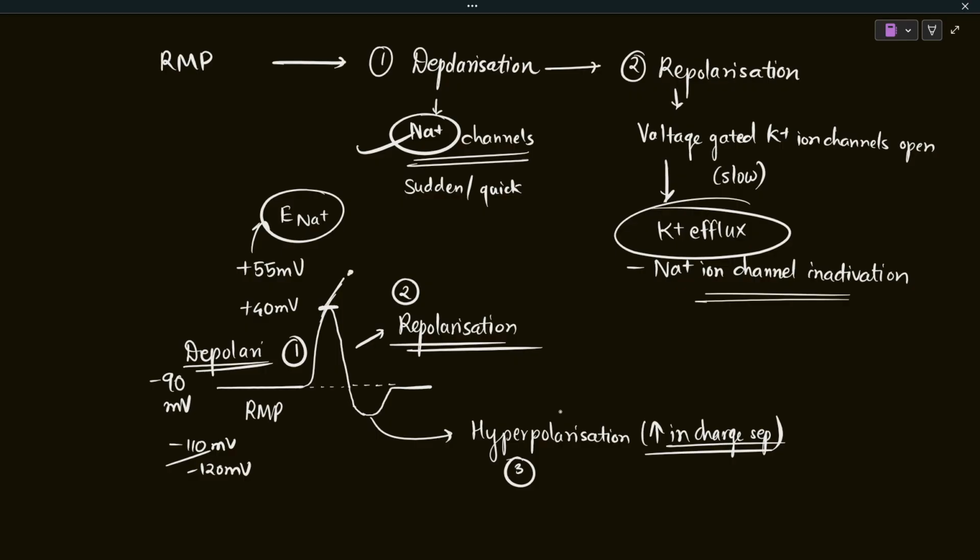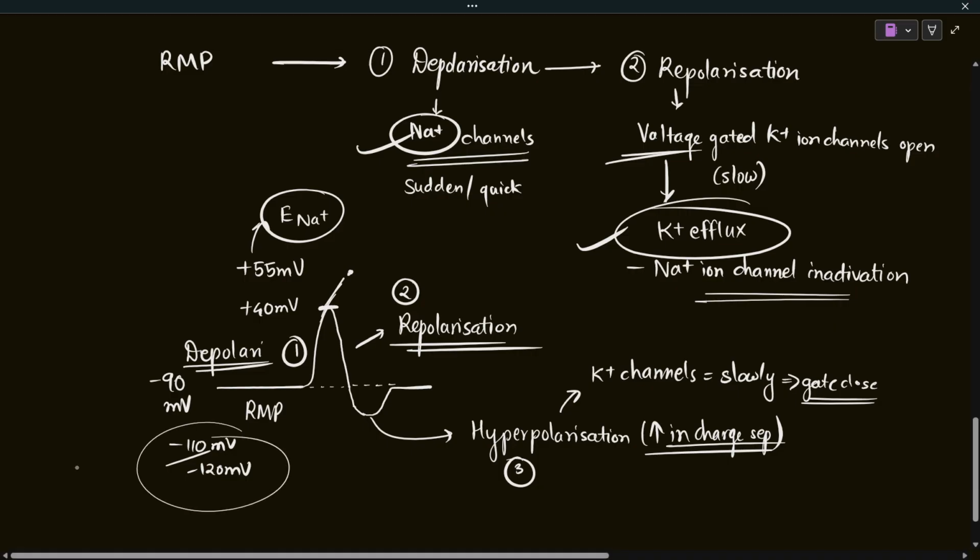And why does this happen? This happens because, as I already told you, the opening and closing of voltage gated potassium ion channels is slow. Just as the opening is slow, the potassium ion channels close their gate slowly. So due to this slow inactivation of potassium ion channels, the potassium efflux goes on even after the resting membrane potential is achieved, and it reaches the minus 120 millivolt value.